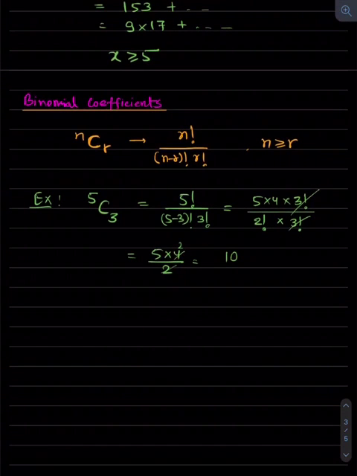Factorial of a natural number is possible. You can't take the factorial of any negative number or any fraction. So if r is greater than n, this value will be negative, and the factorial of a negative number does not exist. It must be a natural number, 1, 2, 3, 4, 5, anything like that. If it is negative, it is undefined. That's why n is always greater than or equal to r in this.